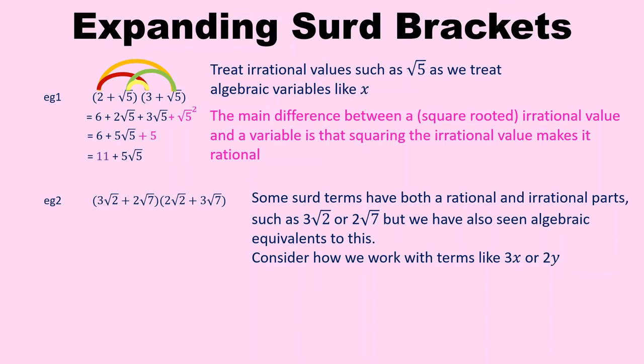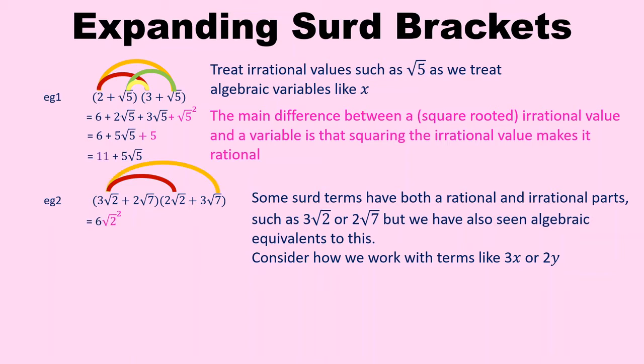We can just treat 3 root 2 as if it were 3x, and 2 root 7 as if it were 2y. They're both surd terms with some value underneath the square root sign, and they don't need to be the same number under the square root sign for us to be able to multiply them. So again, let's follow the rainbow. 3 root 2 times 2 root 2. Rational times rational, 3 times 2 is 6. And irrational times irrational, root 2 times root 2 will be root 2 squared.